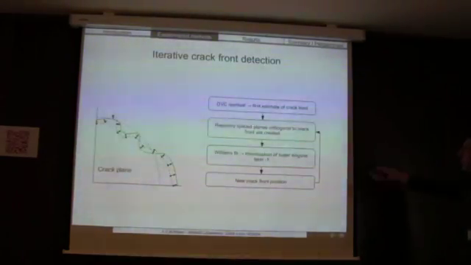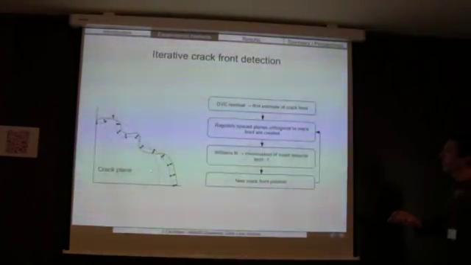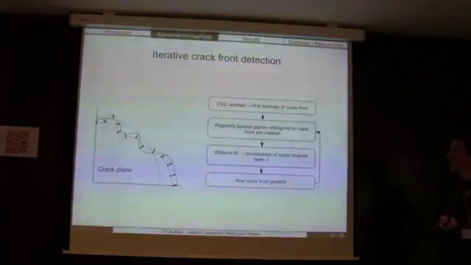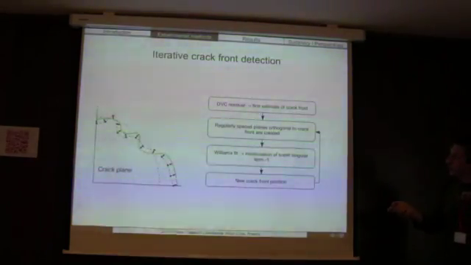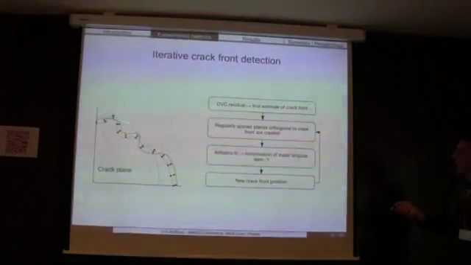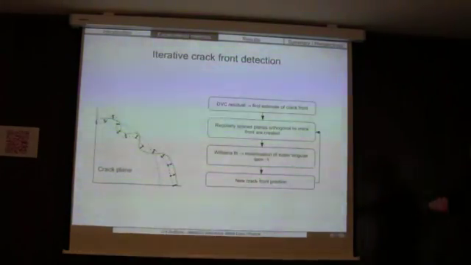So it's an iterative process. You first start with the blue curve here, which is your first guess for the crack front from the DVC calculation. Then you split this into regularly spaced planes. On those planes you try to cancel this -1 term in the series. That gives you a new crack front, and from that new crack front you iterate again until you get convergence of the crack front.